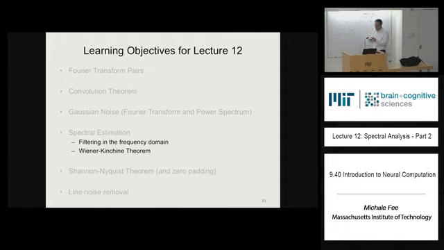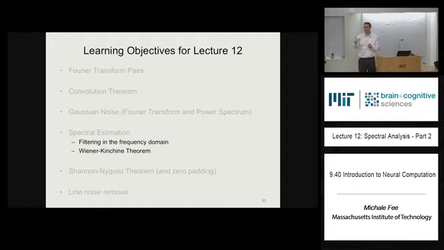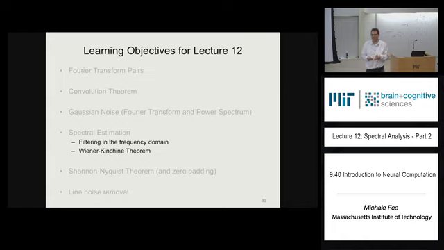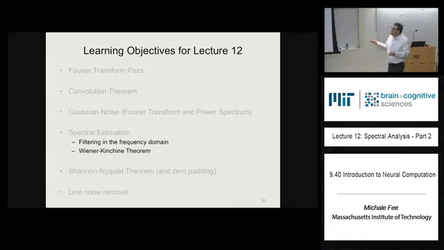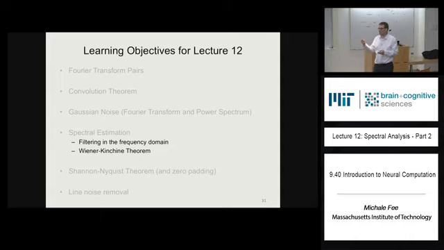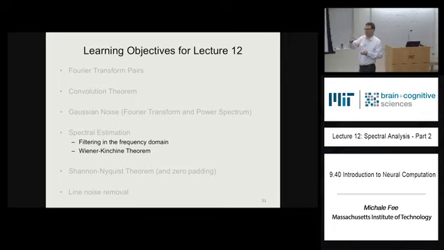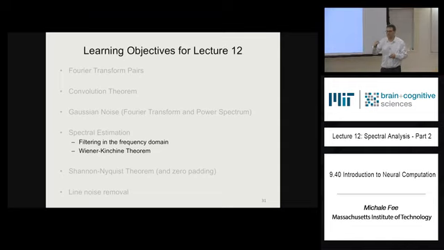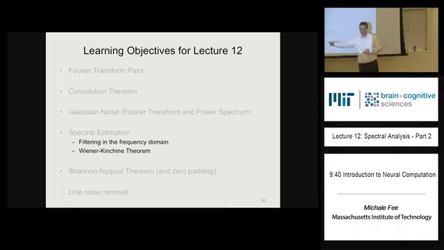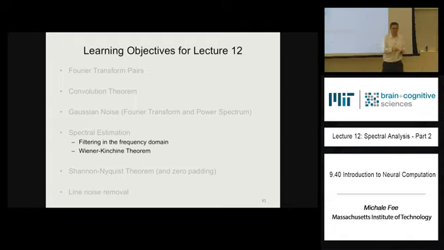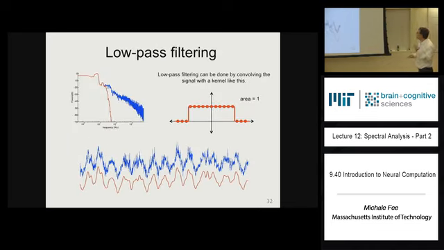So this was how you filter a signal by convolving your signal with a function, with a linear kernel. We're going to talk now about how you do filtering in the frequency domain. So if filtering in the time domain is convolving your signal with a function, what is filtering in the frequency domain going to be? It's going to be multiplying the Fourier transform of your signal times what? The Fourier transform of the kernel. All right, so let's do that.